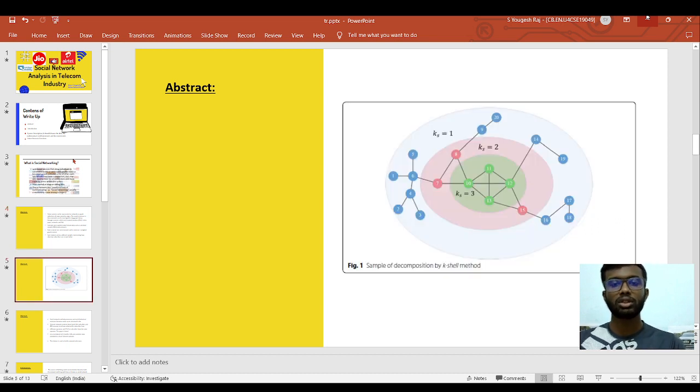Moving on to the introduction. Here you can see in this picture that the first K shell has a node formed, the second K shell has a circle formed, and the third K shell consists of all the nodes that have been paired and formed.